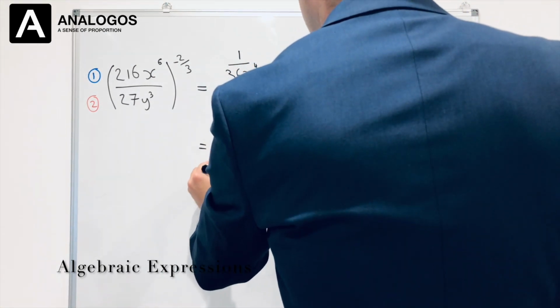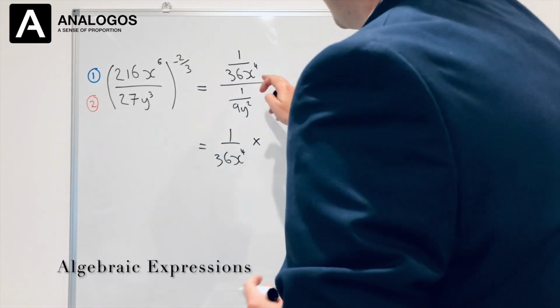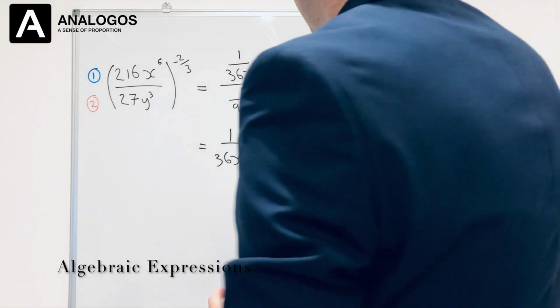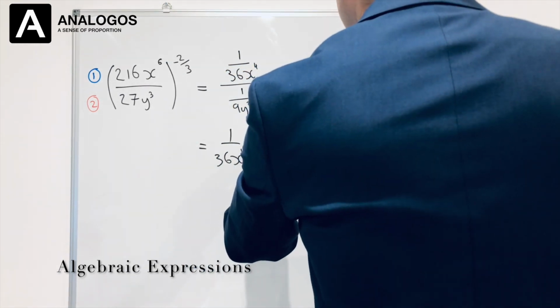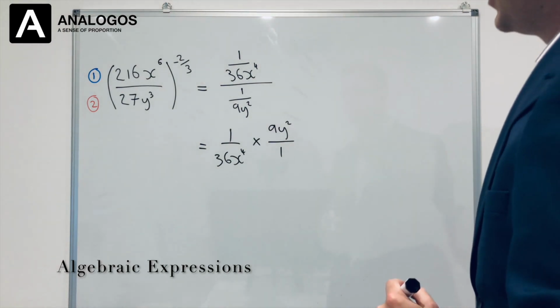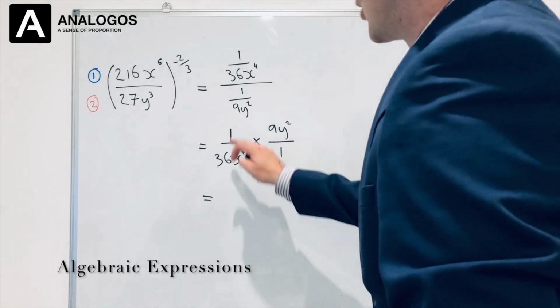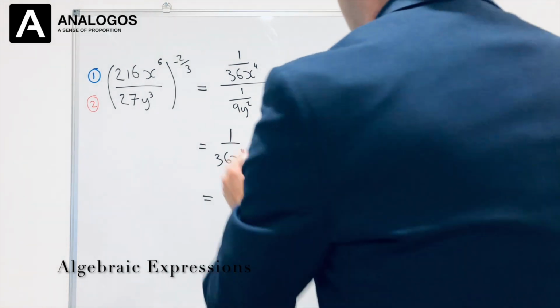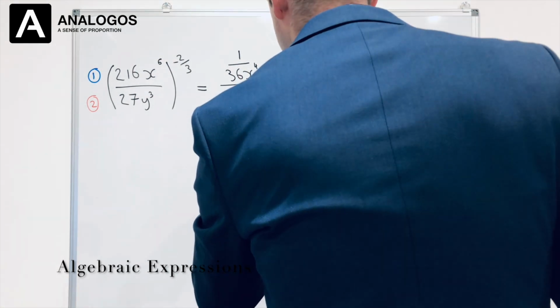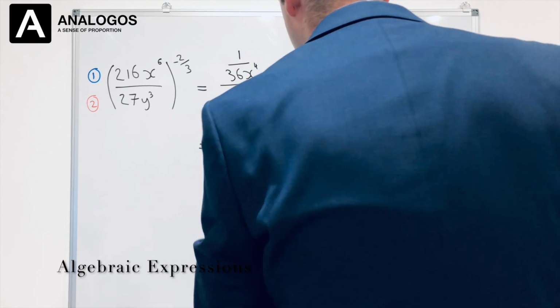Okay, so that gives us 1 over 36x to the power of 4 multiplied. So again, if you're dividing by a fraction, you're going to turn this upside down and multiply: 9y squared all over 1. Okay. When you're multiplying, you don't have to have the same denominator, so we can just do top times top, bottom times bottom. We're going to have 9y squared over 36x to the power of 4.